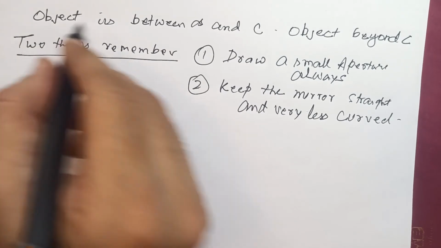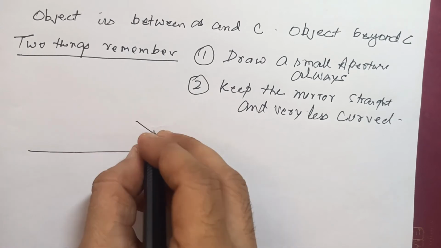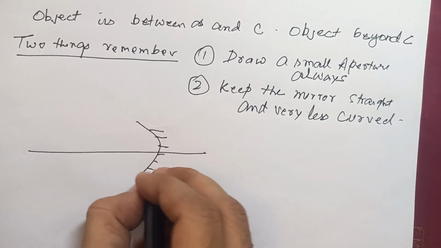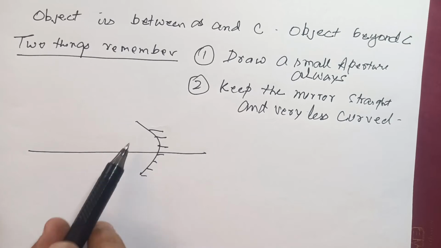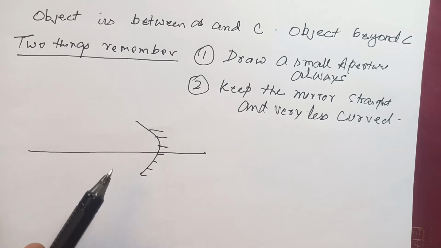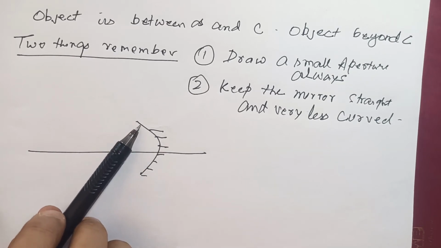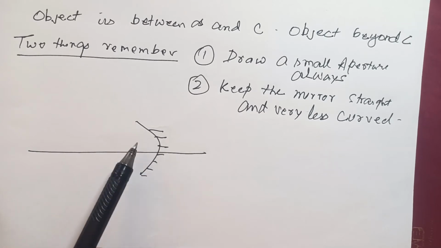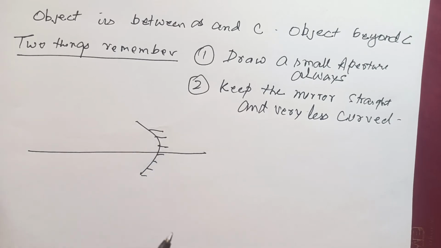Now we will start with this. This is the principal axis and this is the mirror. We have to keep this not as curved the way I have done it here. This is just for illustration. So going forward we will try to keep it very less curved. Number two, we will keep this aperture very small here. So these two things you have to remember.